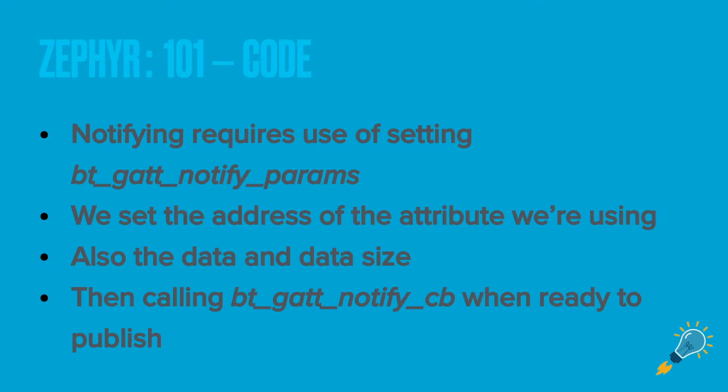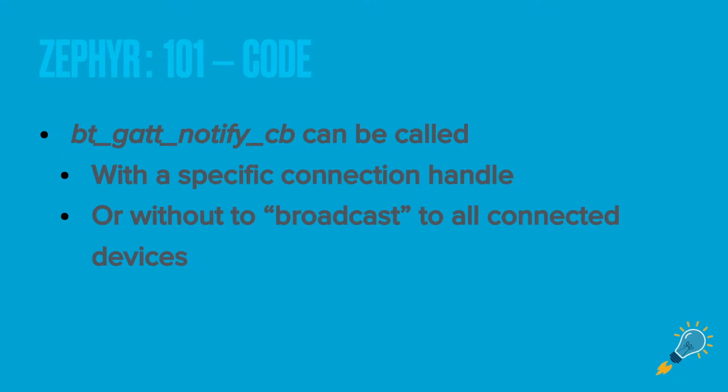We've set the address of the attribute, so we know that we're actually publishing to the correct characteristic, setting the data and size as necessary, then calling the notification function that will allow us to publish. That function can be called without a specific connection handle. So in this case, that first argument was set to null, so it'll broadcast to all connected devices.